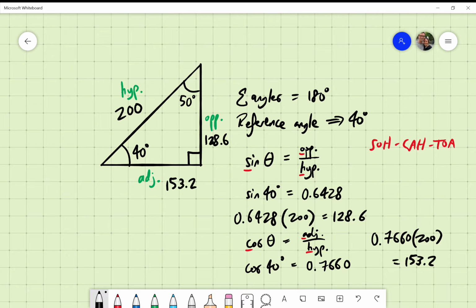So I've just solved the triangle. I found the two missing sides, I found the missing angle, and all is well. Okay, I think that's all we need for now.